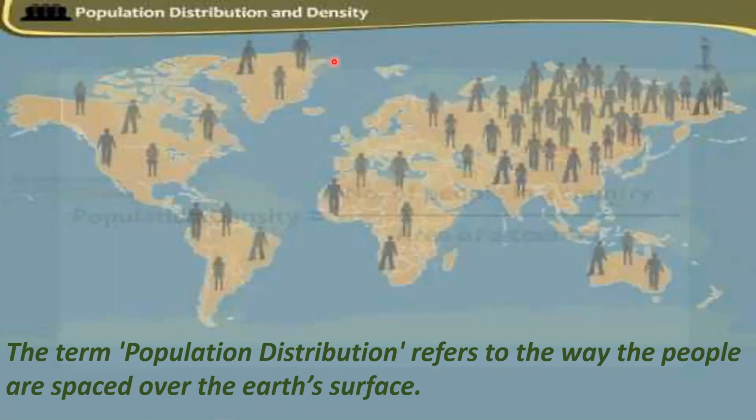The distribution of population and population density. The term population distribution refers to the way the people are spaced over the Earth's surface. We all know that even the resources of our country or any part of the world are unevenly distributed. Likewise, the population is also unevenly distributed all over the earth.